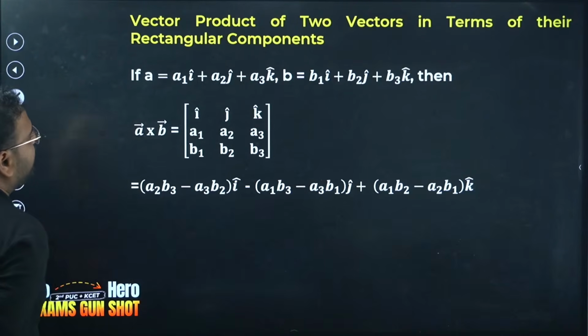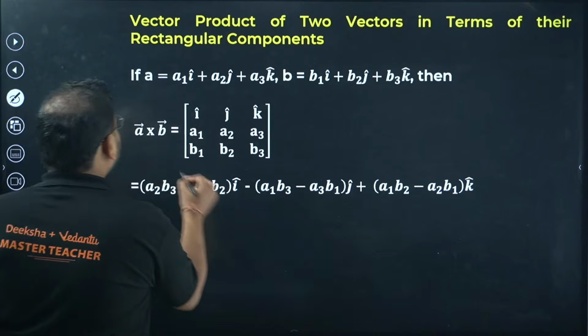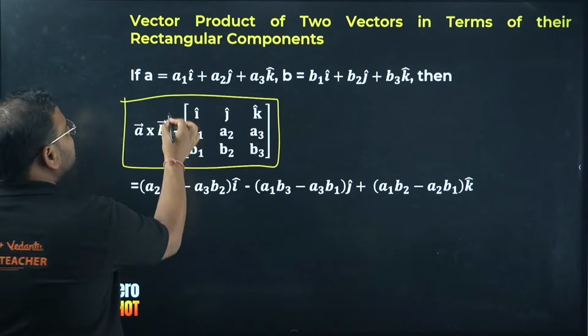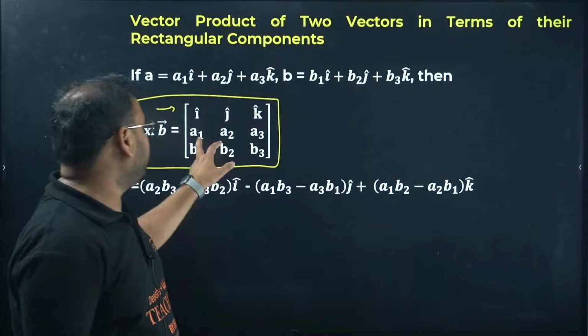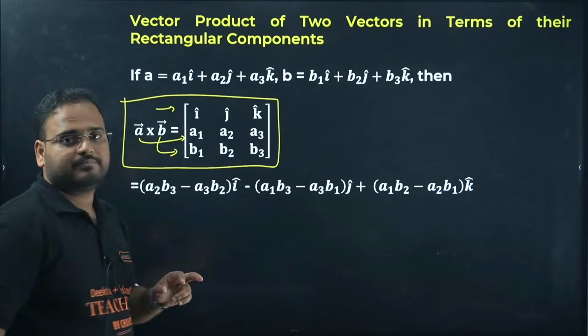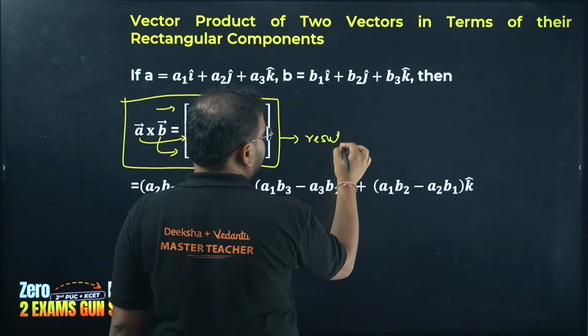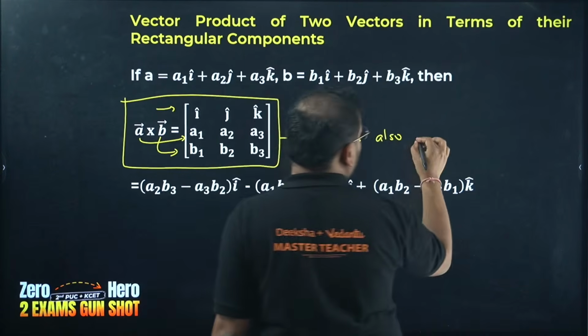Vector product of two vectors in terms of their rectangular components. What are you going to do? You simply find this using determinants, where the first row is always i, j, k, and the second row will be the first vector A. This is your vector B, okay, and this result will always be a vector.